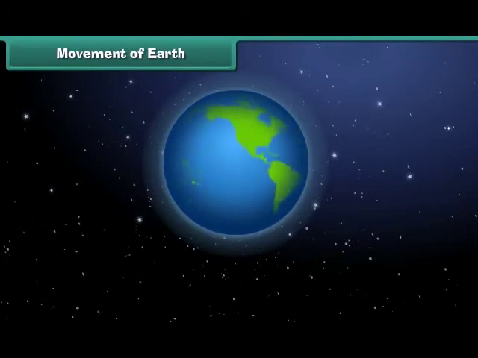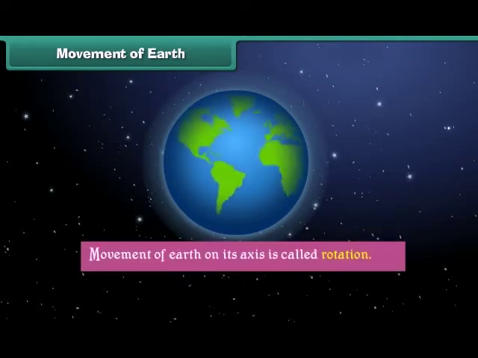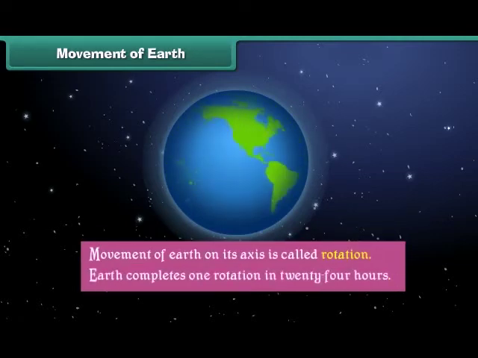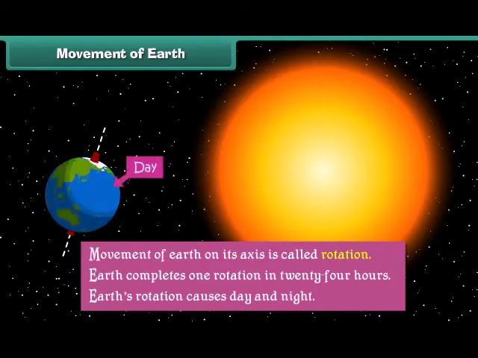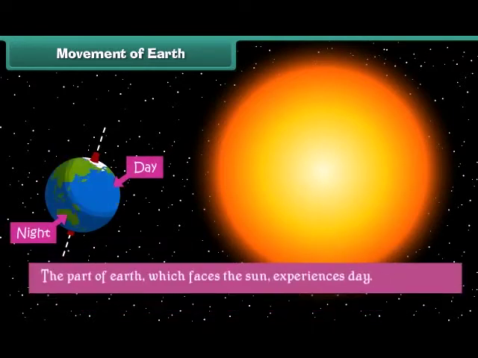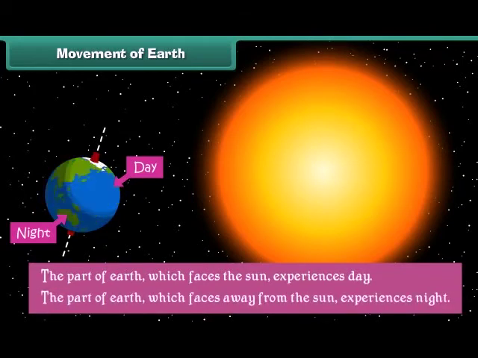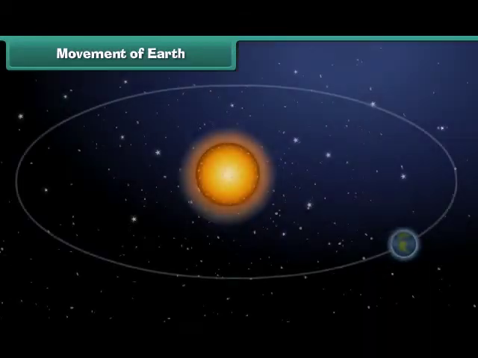Movement of Earth. Earth shows 2 types of movement. Movement of Earth on its axis is called rotation. Earth completes one rotation in 24 hours. Earth's rotation causes day and night. The part of Earth which faces the sun experiences the day. The part of Earth which faces away from the sun experiences night.